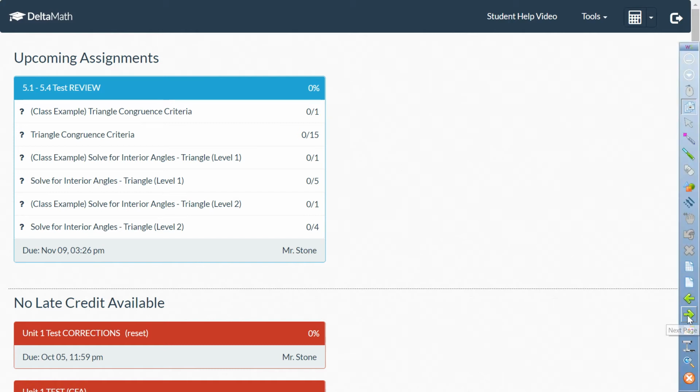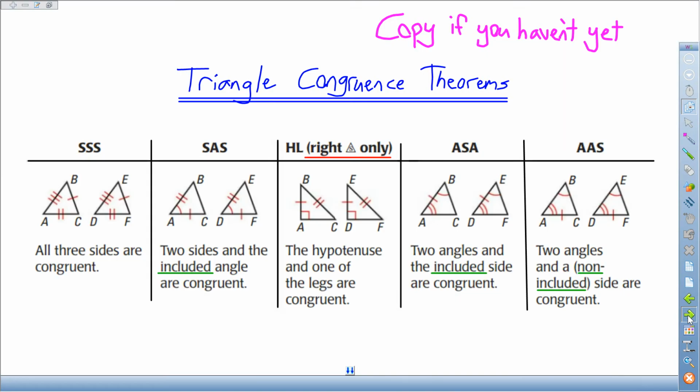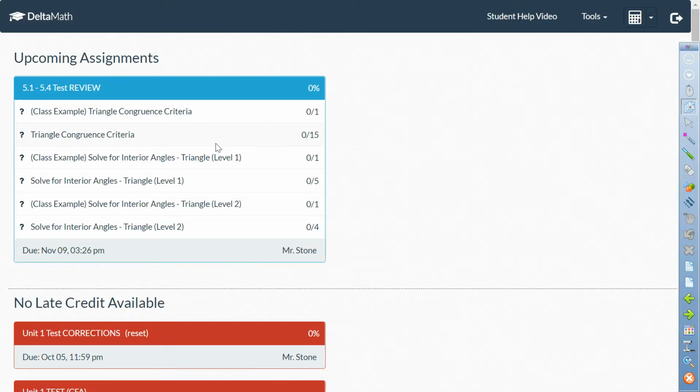The majority of this test, and the way it starts, is with our five triangle congruence theorems. By the way, if you haven't copied this, if you don't have this in your notes, make sure you do. It's really important. It starts out by just having us choose which one is being used here. So let's jump right into it. Go ahead and click on that class example with me.